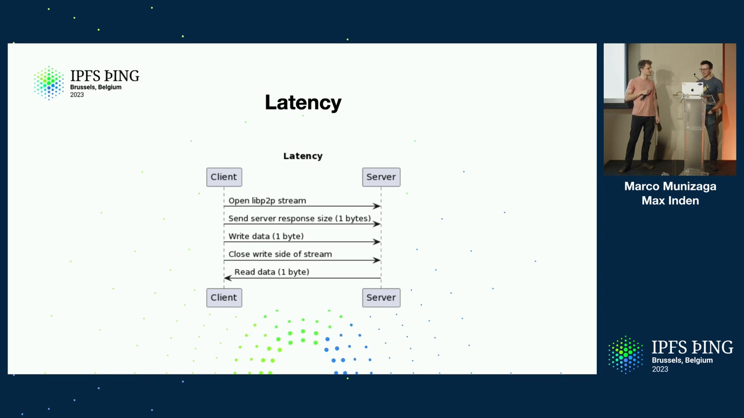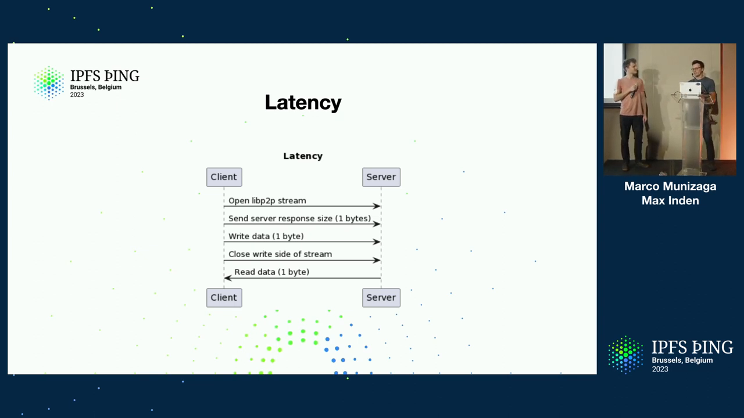Cool. So one of your use cases was latency. So let's talk about how we would do latency. I would open a libp2p stream, and then I would tell you to send me back one byte, and then I send you one byte, like ping. Pong. Yeah, exactly. And sorry, Max, I don't think you'd be a very good libp2p implementation.